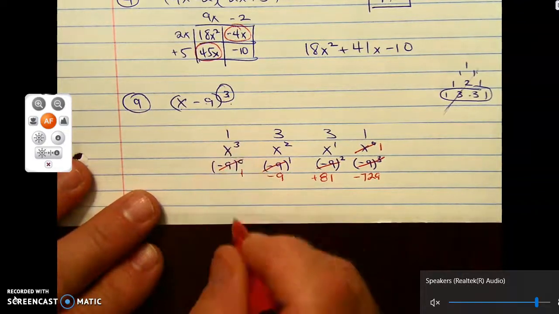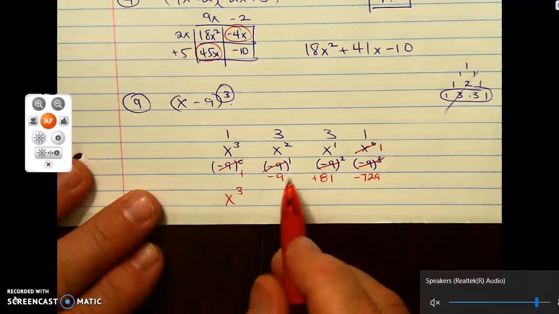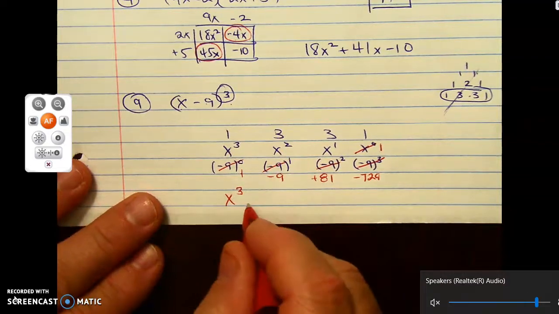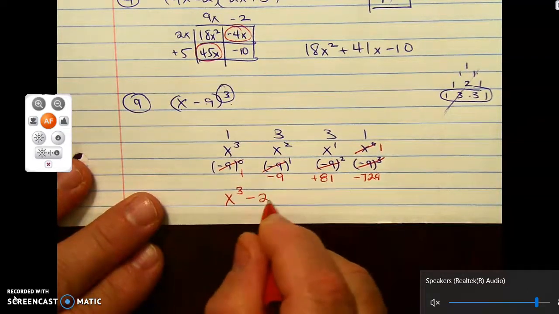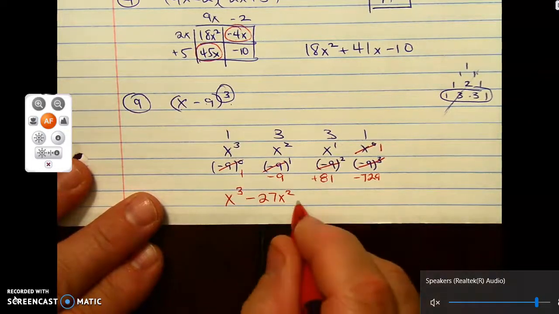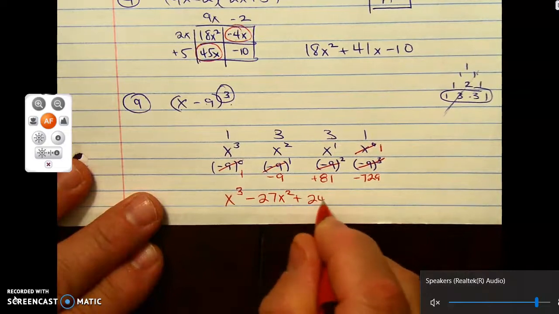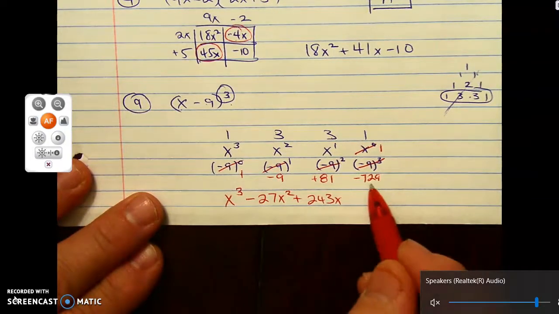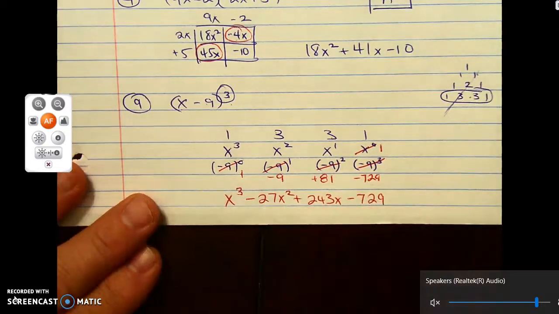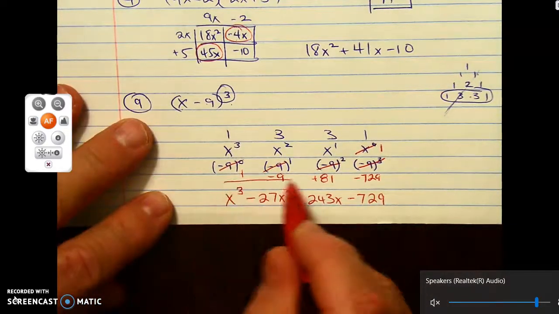1 times 1 times x to the third is that. -9 times 3 times x squared is -27x squared. 81 times 3 times x is positive 243x. And -729 times 1 is -729. That's your answer.